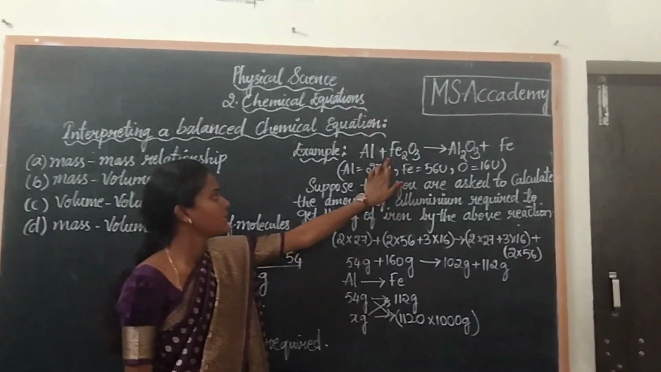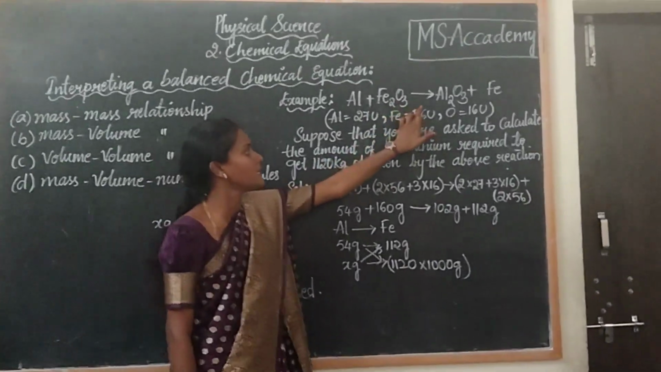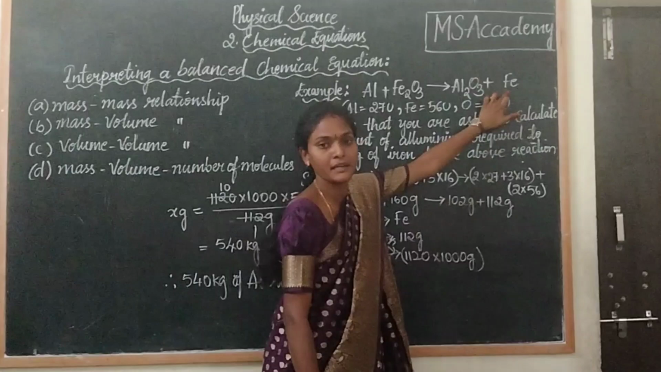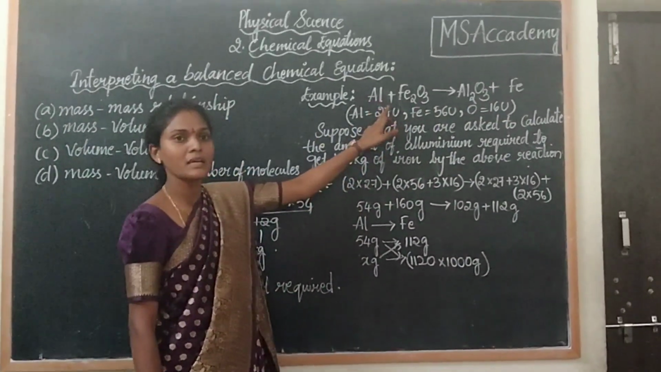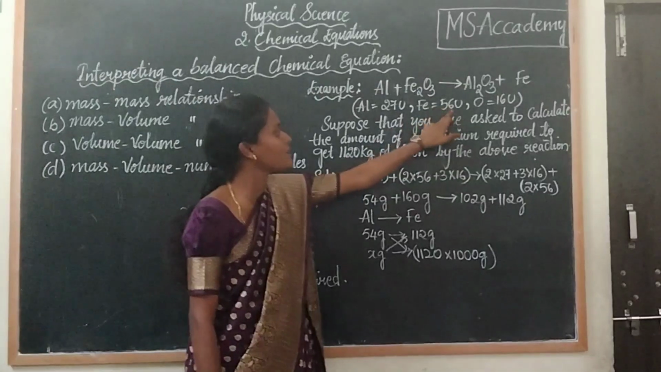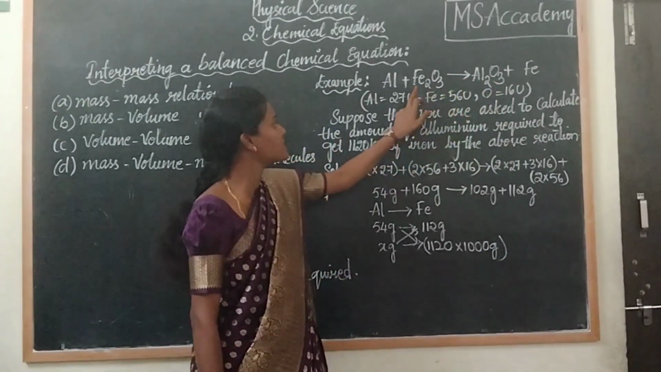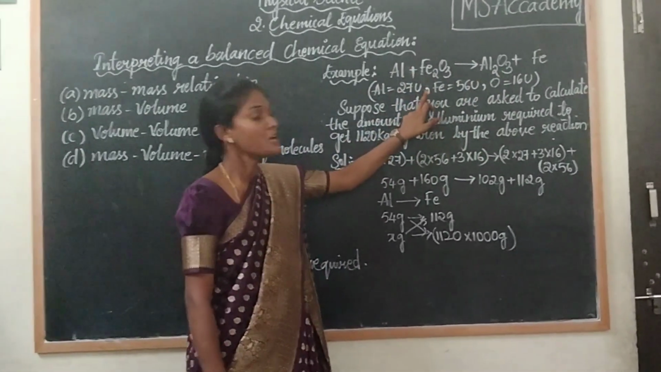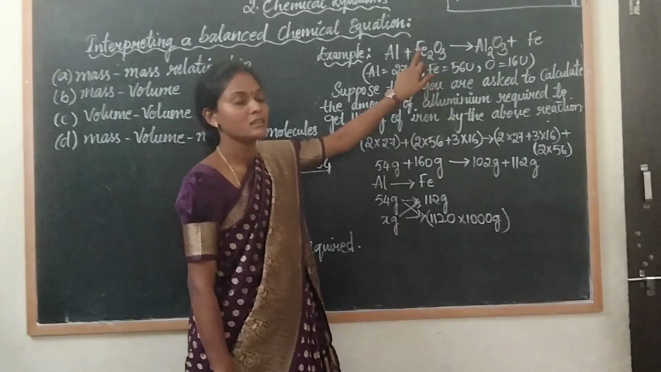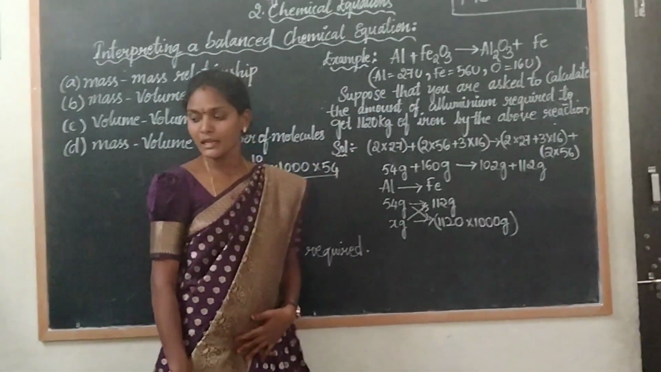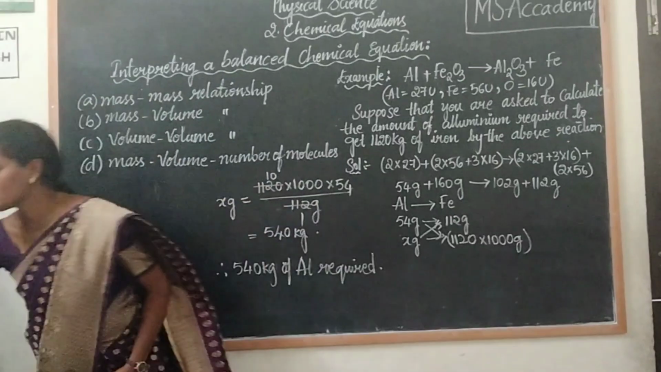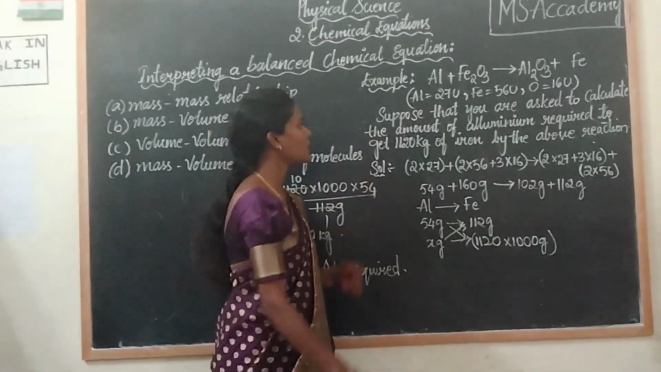When aluminium reacts with iron oxide, it gives aluminium oxide and iron. This is the chemical equation given, and in it the atomic masses of the elements involved are also given. First, we have to check whether this chemical equation is balanced or not. It is very clear that the chemical equation is not balanced. Now, let us balance the chemical equation.